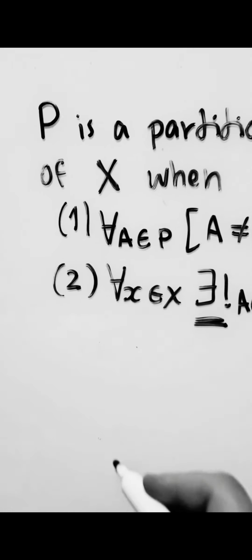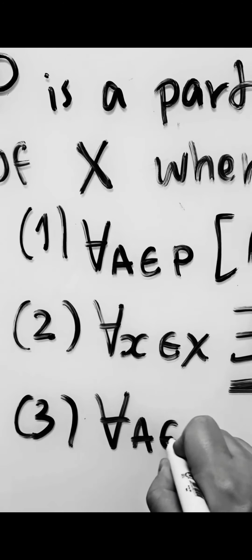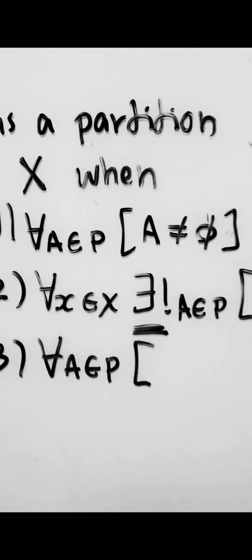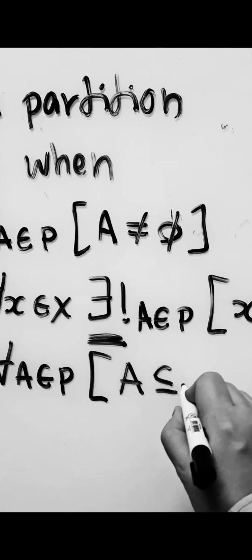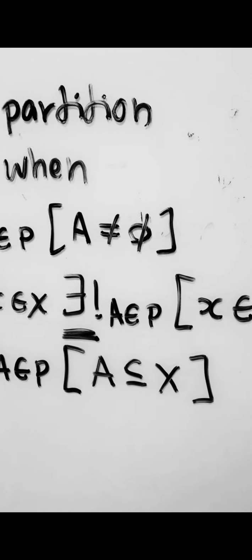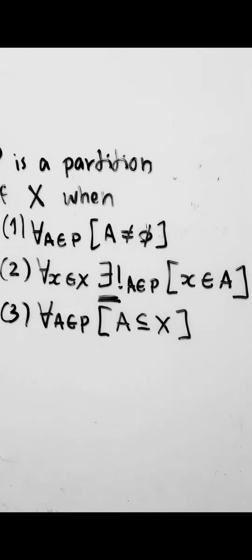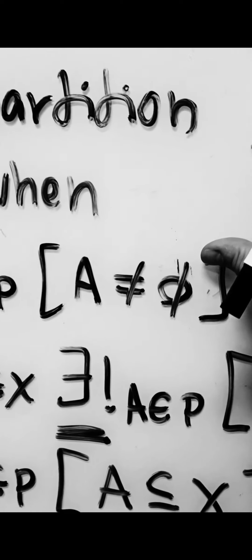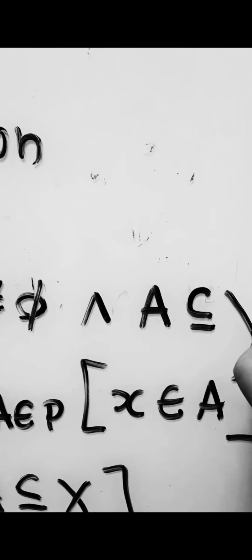There is also a third condition. Every element of P must be a subset of X. We could combine conditions 1 and 3 into one condition by saying that A must not be empty, and at the same time it must be a subset of X.